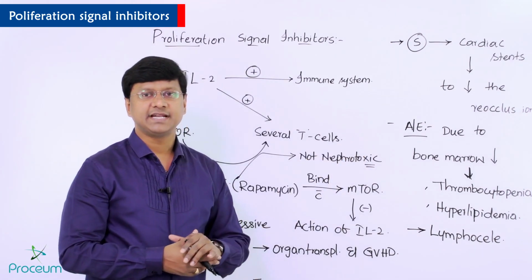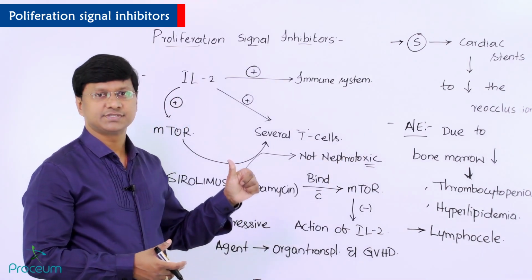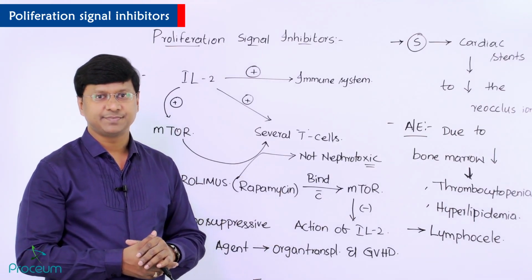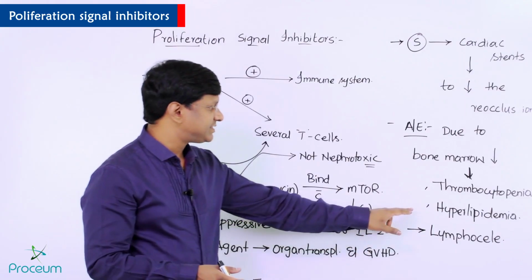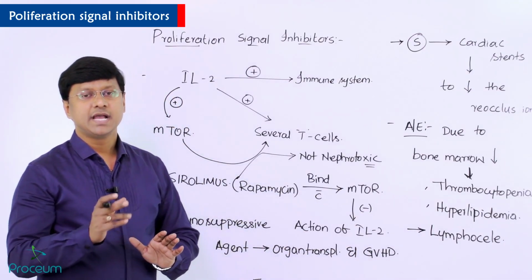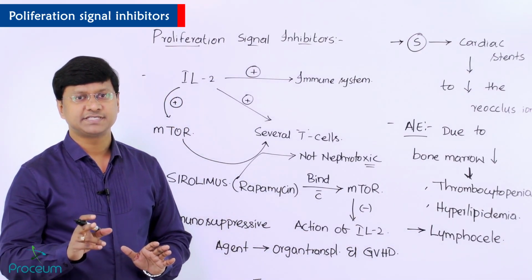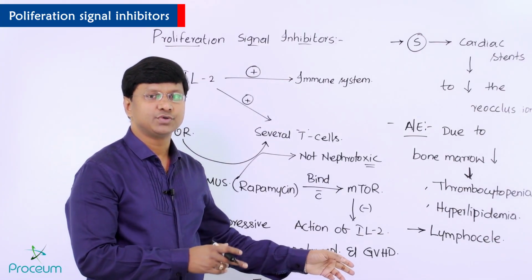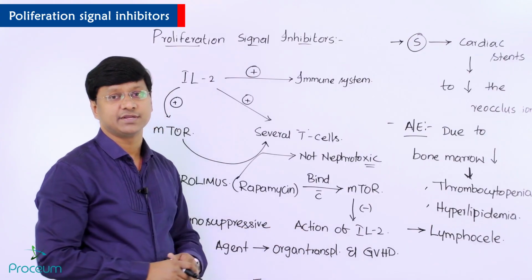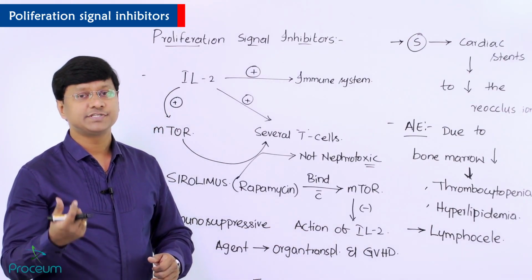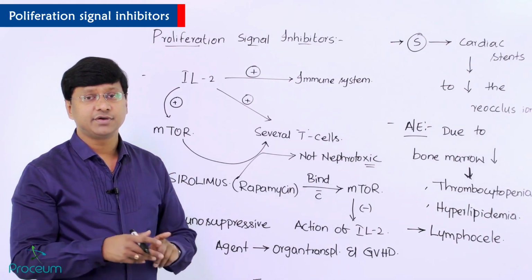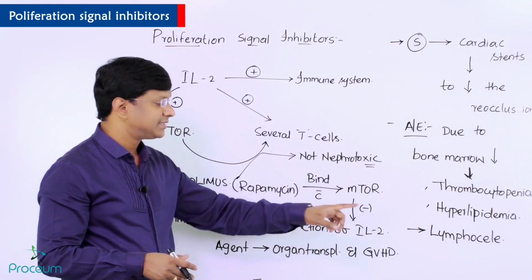The major adverse effect associated with sirolimus is thrombocytopenia due to bone marrow suppression. The other important adverse effect is hyperlipidemia. Remember, sirolimus per se is not nephrotoxic. Lymphocele is another important dose dependent adverse effect of sirolimus. So what is lymphocele? It is the abnormal collection of the lymphatic fluid within the body cavity without epithelial lining.